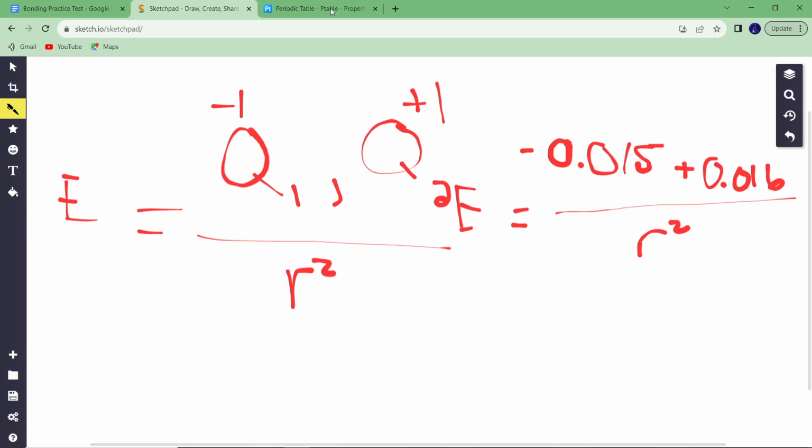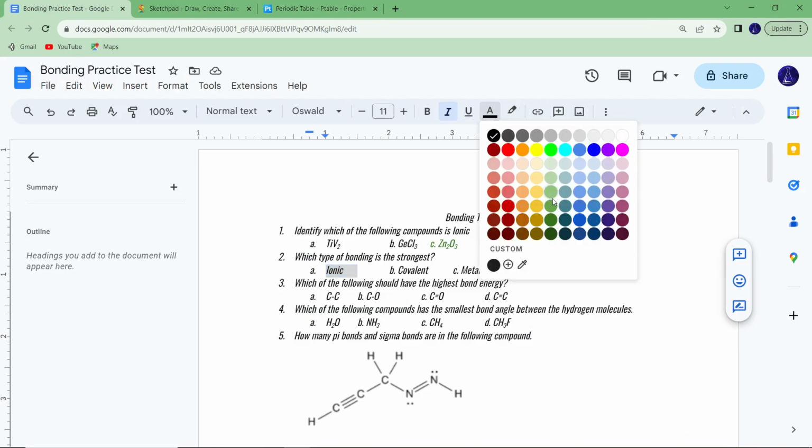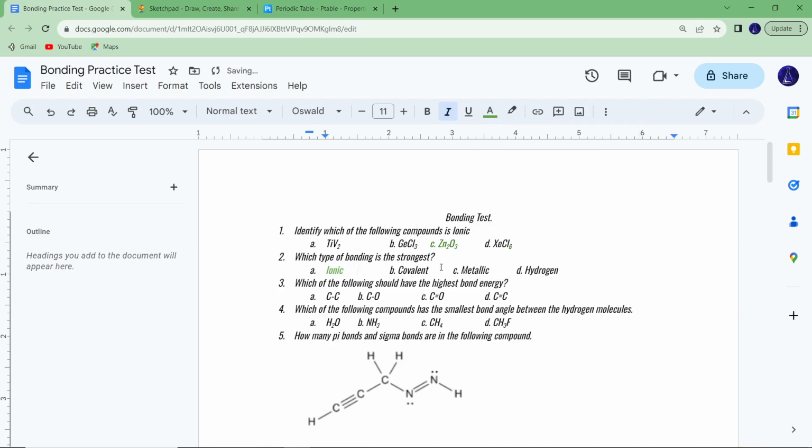So that's why ionic bonds are going to end up being our strongest one, and it's because they have those full charges involved there. Okay, so our second answer ends up being ionic.